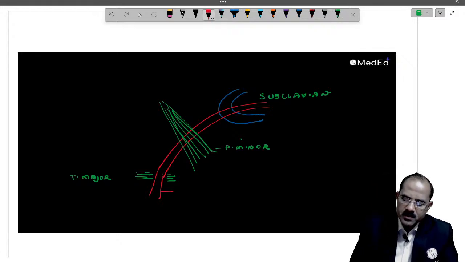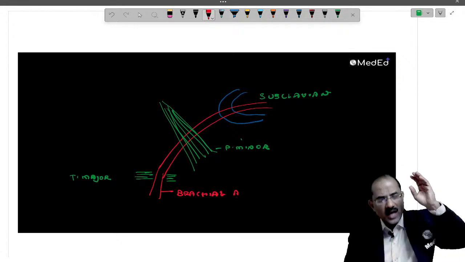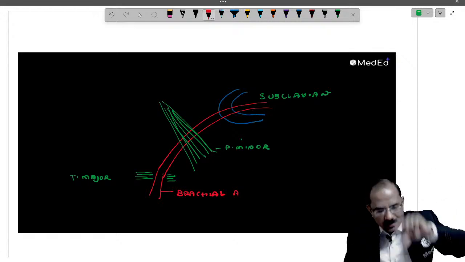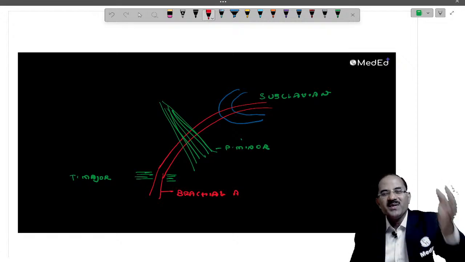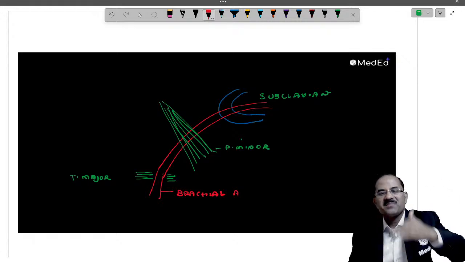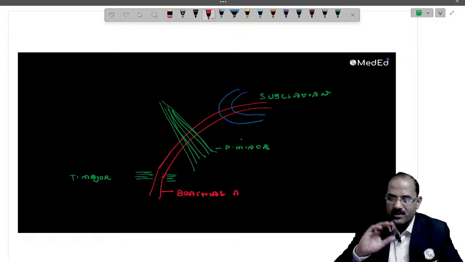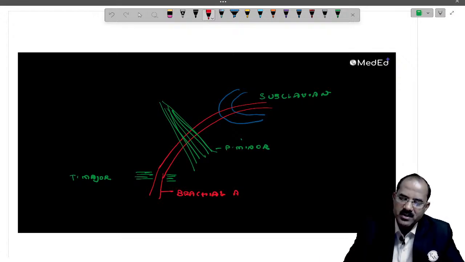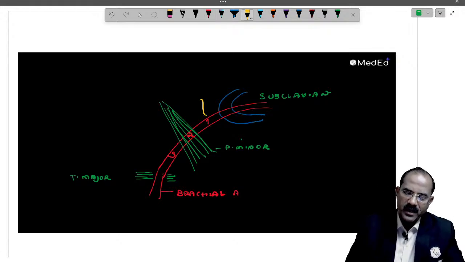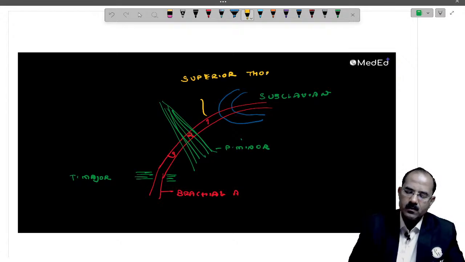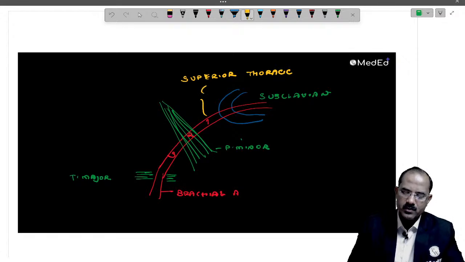At the lower border of teres major, what is this artery known as? Brachial artery. The axillary artery is a continuation of the subclavian artery at the outer border of the first rib, and continues as the brachial artery below the teres major. This axillary artery is divided into three parts by pectoralis minor. That's the first part, the second part, the third part. First part gives one branch, the superior thoracic.